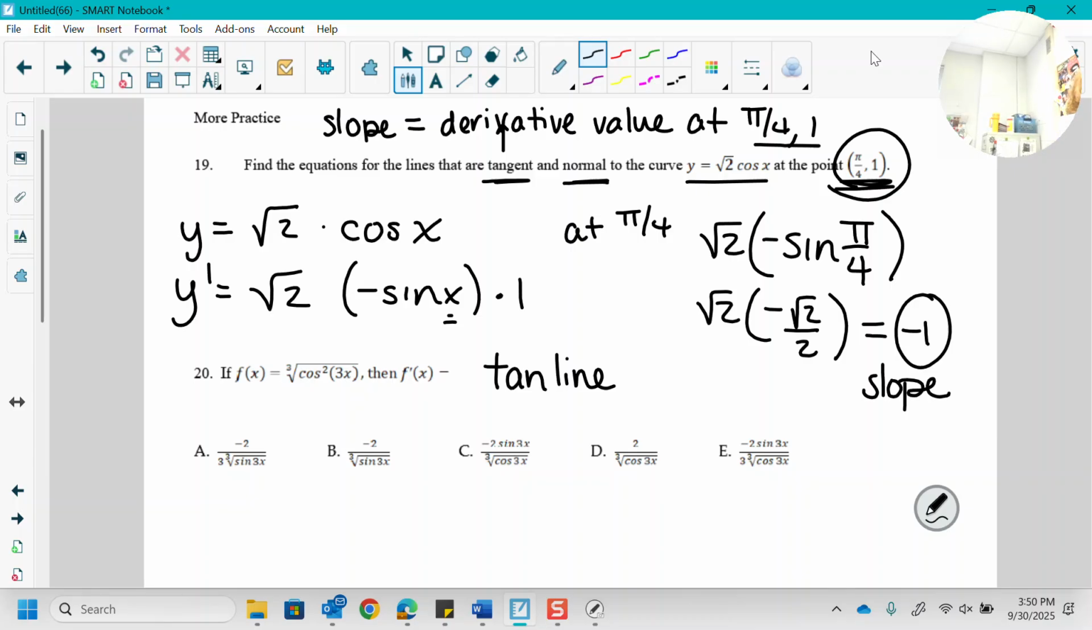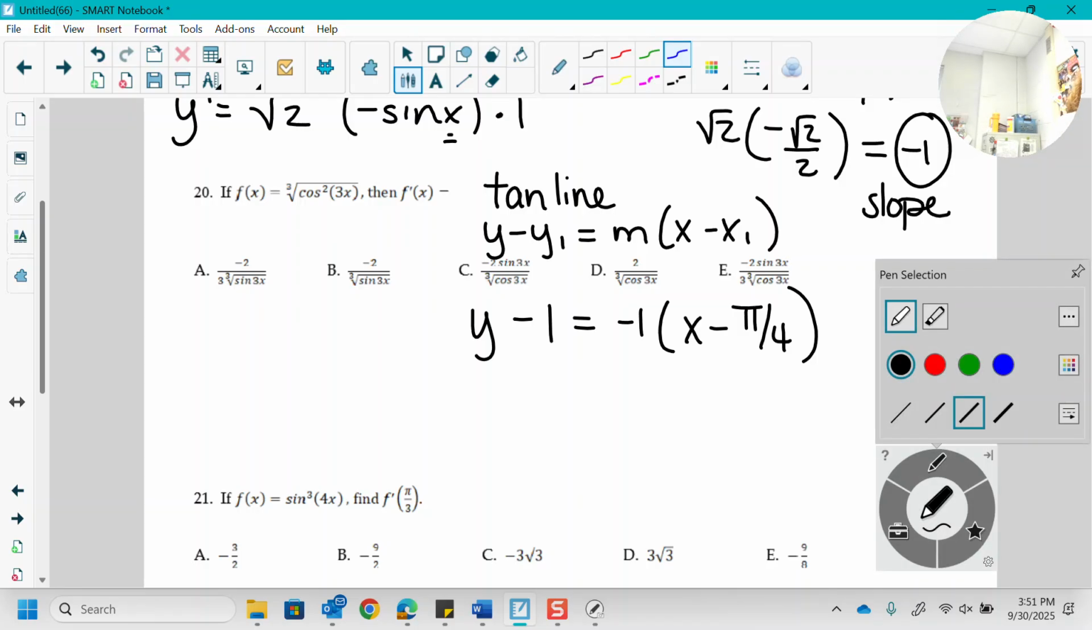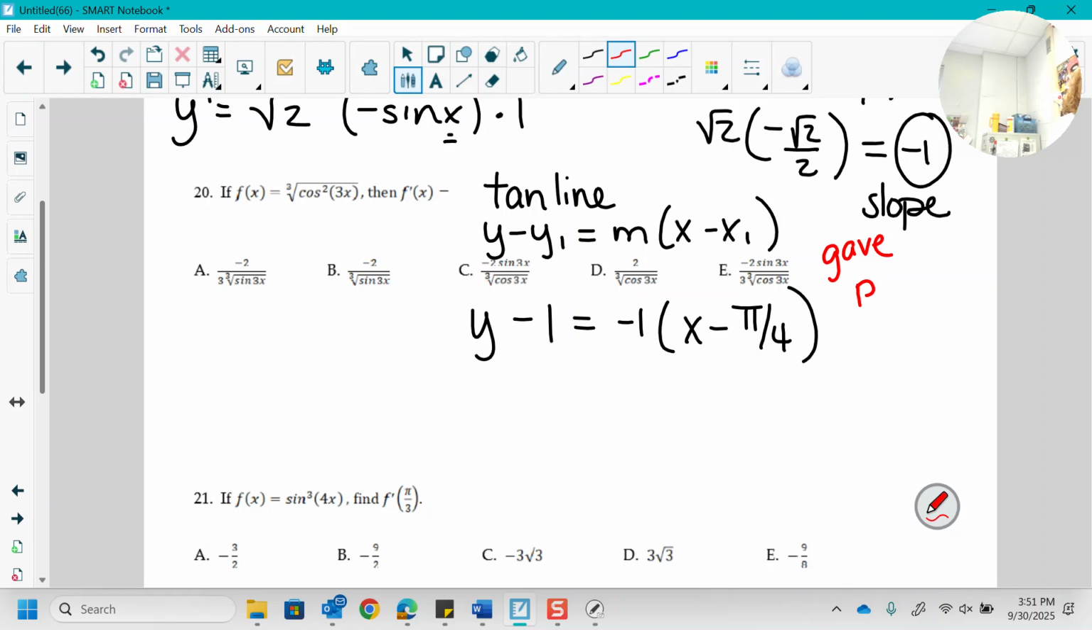They gave me a point. I don't even have to do any extra thinking about the point. So my tangent line, if I use my point slope form, would be y minus 1 equals negative 1 times quantity x minus pi over 4. Because remember, if you look back at the problem, they gave us the point pi over 4, 1. So that would be the tangent line.